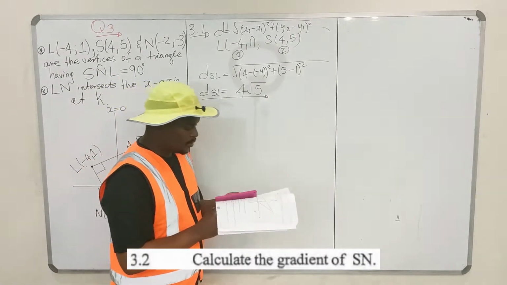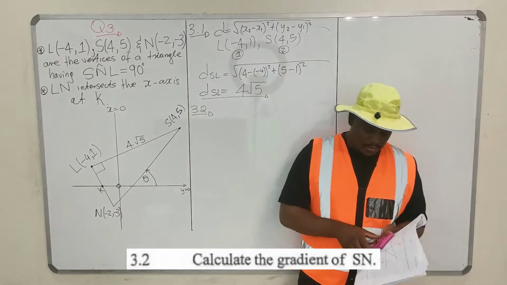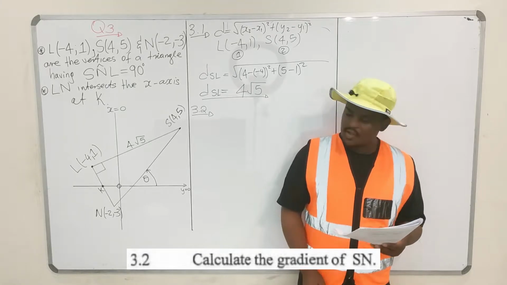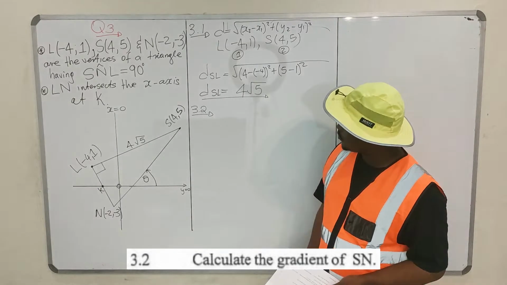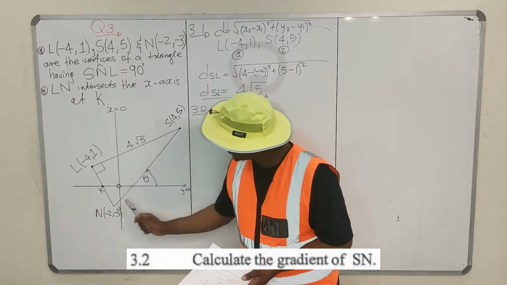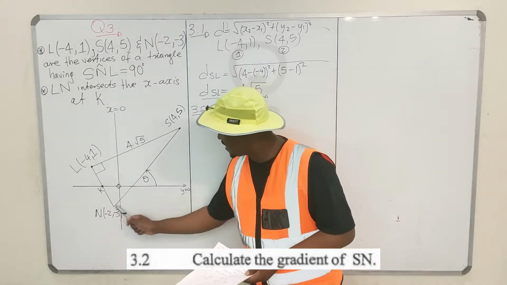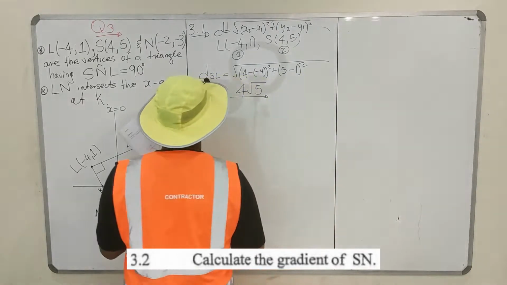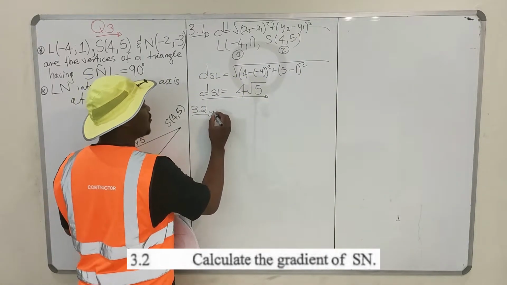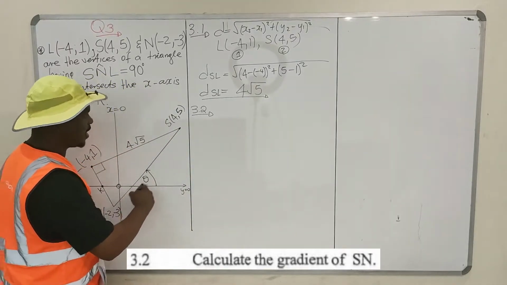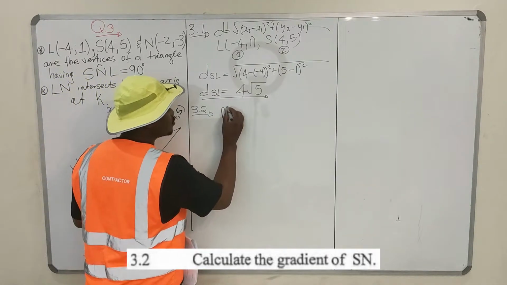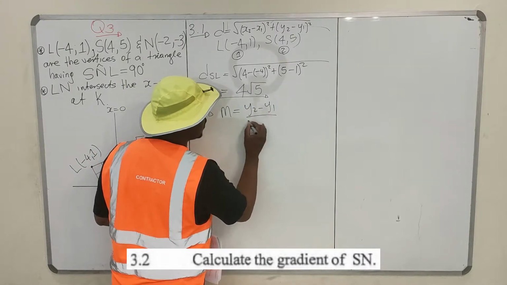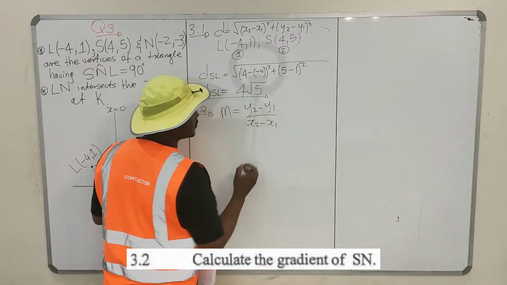What are they saying at 3.2? At 3.2, they are saying, calculate the gradient of SN. They want you to find the gradient of SN. Where is SN? SN is this one. So they want to find the slope of this line here. Fine. How do you find the slope between 2 points? You say your slope is equal to y2 minus y1 over x2 minus x1.